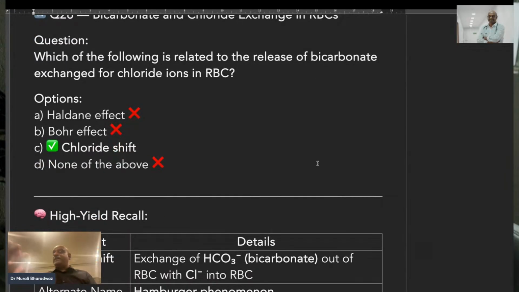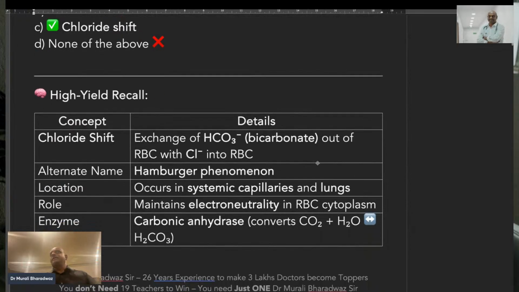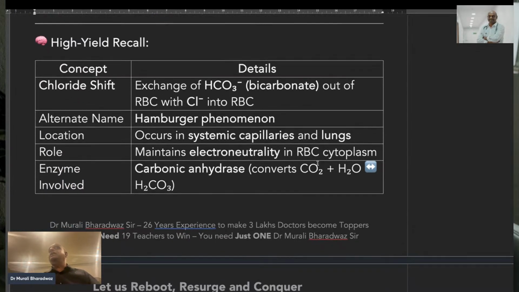Bicarbonate exchanged for the chloride ions in the RBC is called the chloride shift. Bicarbonate is HCO3 minus. Chloride is Cl minus. So bicarbonate is exchanged for the chloride ion in the RBC, called the chloride shift. It is also called the Hamburger phenomenon.